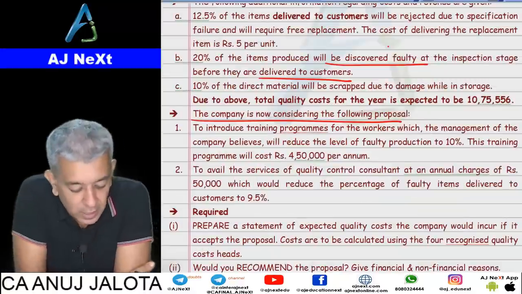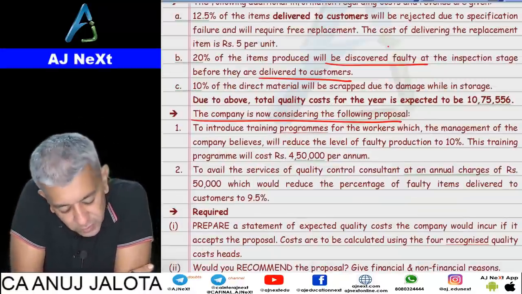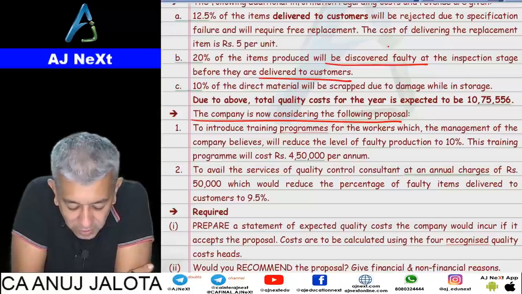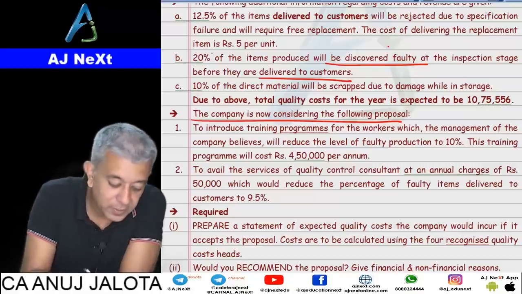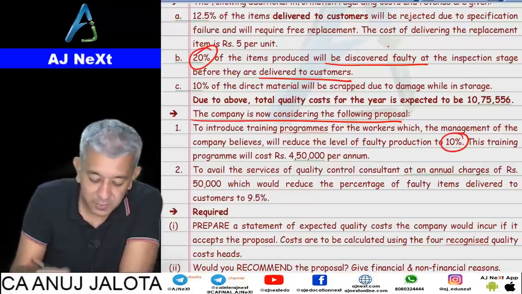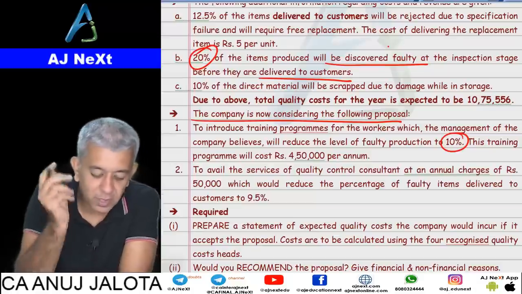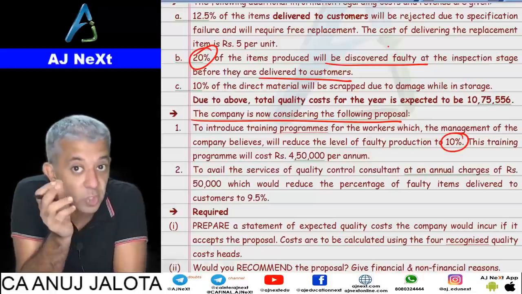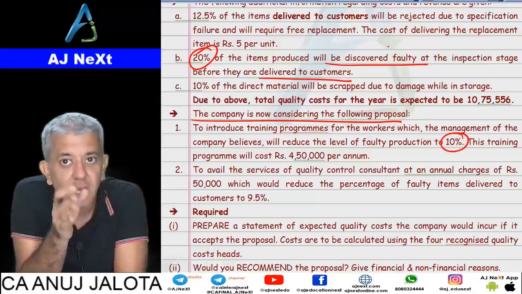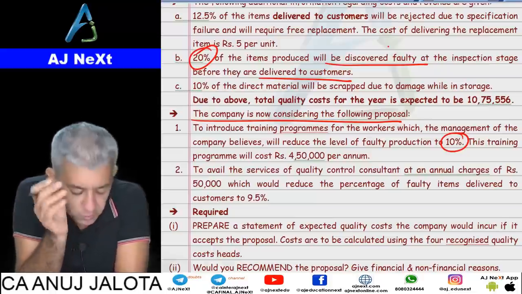ठीक है, आगे द कंपनी इज नाउ कंसिडरिंग द फॉलोइंग प्रपोजल टू इंट्रोड्यूस अ ट्रेनिंग प्रोग्राम फॉर द वर्कर्स विच द मैनेजमेंट ऑफ द कंपनी बिलीव्स विल रिड्यूस लेवल ऑफ फॉल्टी प्रोडक्शन टू 10%. तो पहले 20% था ओके, नाउ इन दिस केस 10% हो जाएगा. ठीक है, दिस ट्रेनिंग प्रोग्राम विल बी कॉस्टिंग 4,50,000. नाउ ट्रेनिंग इज डन ताकि गुड्स ही बराबर बने. इट इज अ प्रिवेंशन कॉस्ट, इट इज नॉट अ अप्रेजल कॉस्ट. ट्रेनिंग इज प्रोवाइडेड बिफोर यू विल डू द प्रोडक्शन ताकि प्रोडक्शन ही बराबर हो.